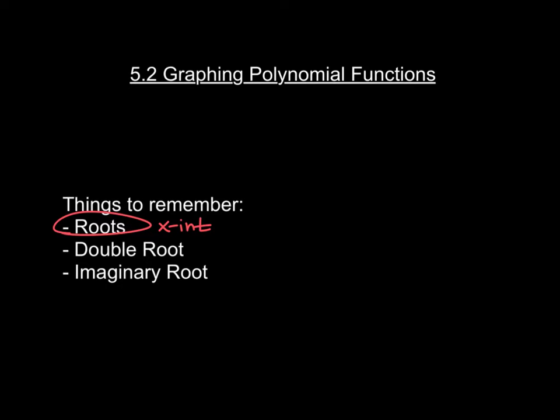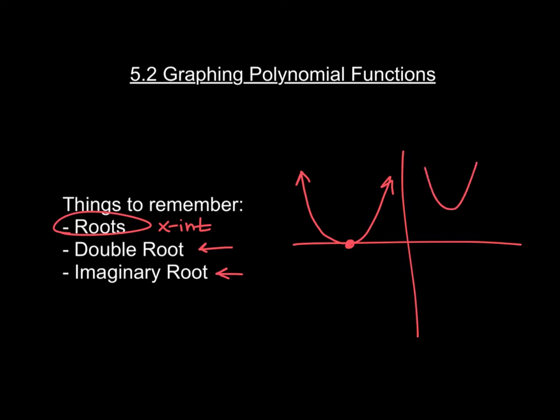So when we're looking at a graph, that's just anywhere it's going to touch or cross through the x-axis. A double root, remember, is something when we talked about parabolas, a double root is where it just is going to touch the x-axis. An imaginary root is when we're not going to touch the x-axis at all. And then normal roots obviously just go through the x-axis. So just kind of keep that in mind.